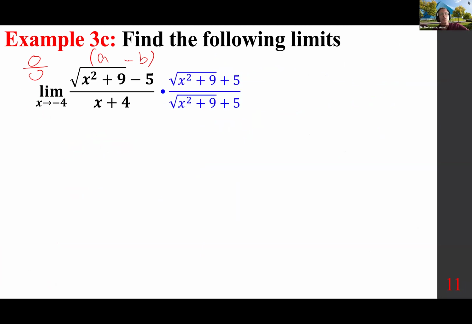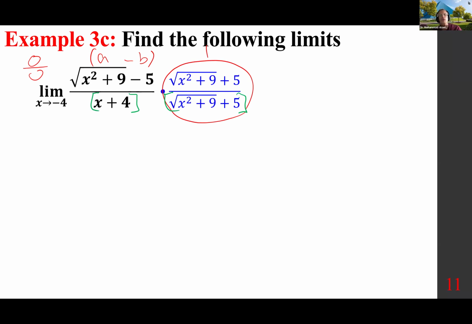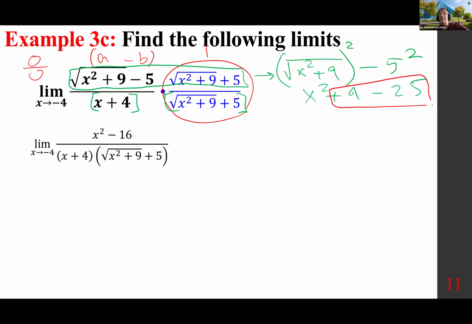So you put a plus b at the top and the bottom. The reason you do both, because this fraction must equal 1. So when you want to multiply these two, you multiply the denominators in this fashion, meaning you do not distribute. The numerator becomes square root of x squared plus 9 quantity squared minus 5 quantity squared, which is x squared plus 9 minus 25. These two numbers give us negative 16.